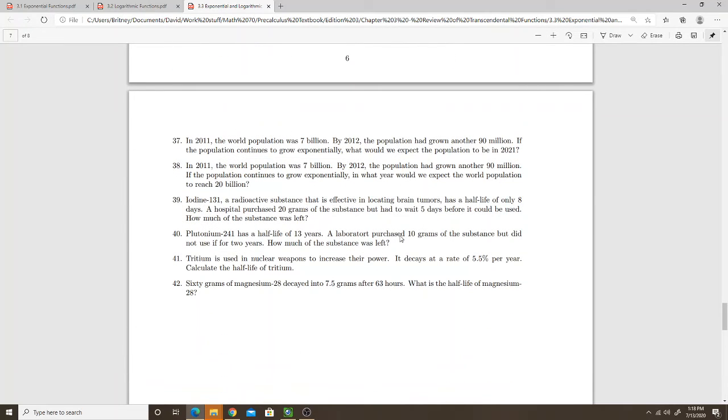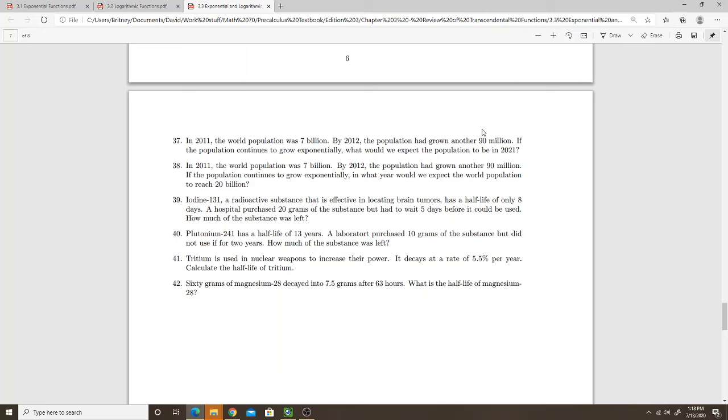37, 39, 41, they're all word problems. I know we did something very similar to 37 in the notes. I have a feeling I know what's maybe throwing you off, right? So it says in 2011 the world population was 7 billion, so your initial amount is 7 billion. And then a year later, the population had grown another 90 million.